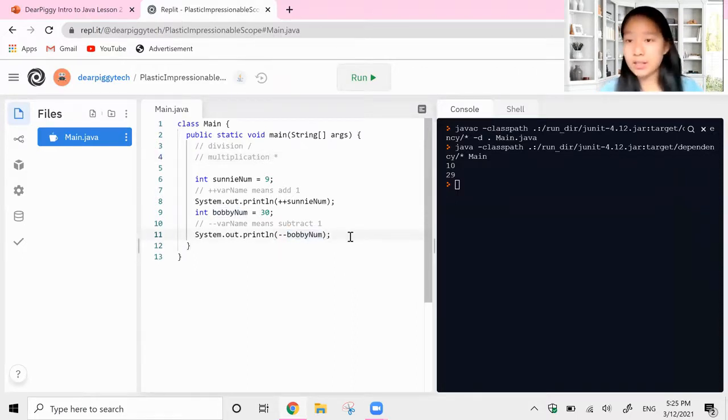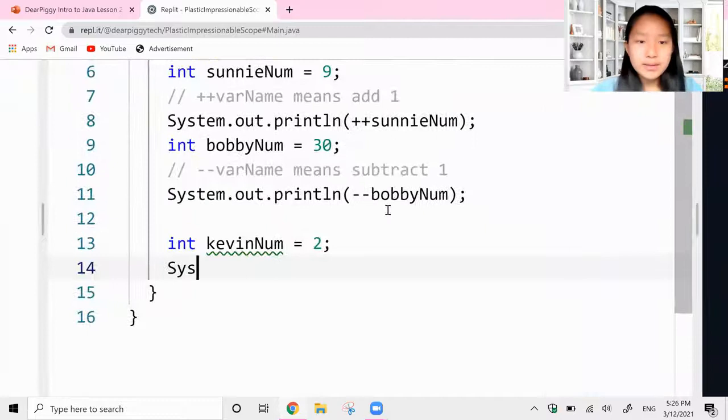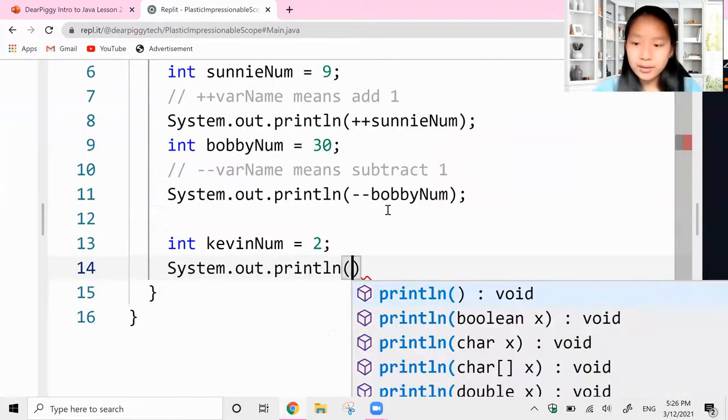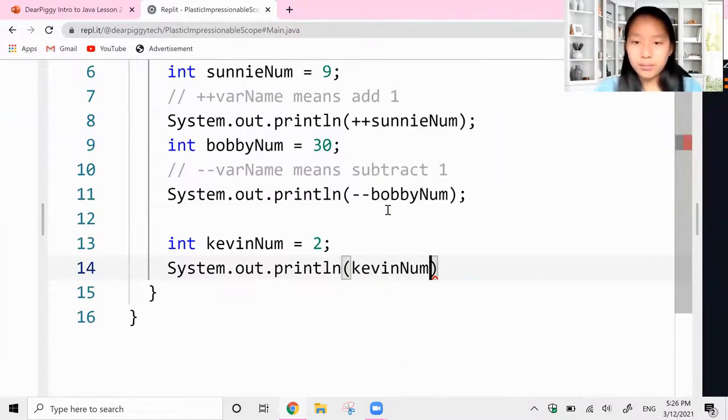The next part that I want to show you guys is the plus equals, minus equals, times equals, divide by equals thing. So let me go ahead and do this. Now, we always have a little bit of trouble understanding this, but you guys are smart. I think we'll understand. Int, let's see, what's another name? KevinNum. Notice I'm going from the Despicable Me minions. What should Kevin's number be? Let's give Kevin 2. This time do system.out.println. We're still printing it out. But then do KevinNum plus equals 5.